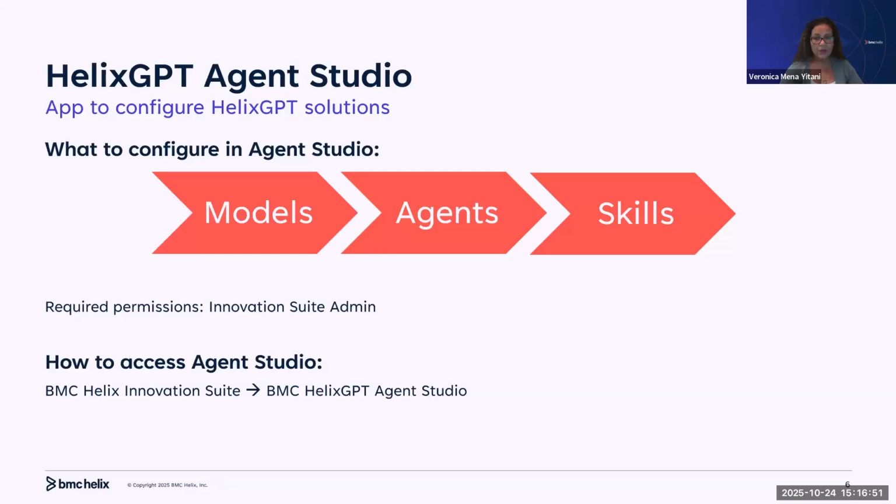All these components are configured directly within the HelixGPT Agent Studio. To gain access, you must have the Innovation Suite admin role, which is essential for making the necessary system-level changes. Once you have this permission, accessing the studio is very simple. Navigate from your environments portal to the BMC Helix Innovation Suite, and from there, select BMC HelixGPT Agent Studio. This will bring you to the main interface where we'll begin the configuration process.